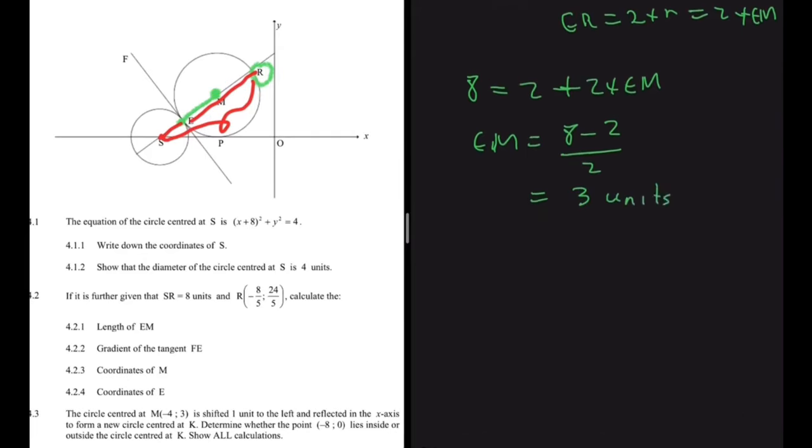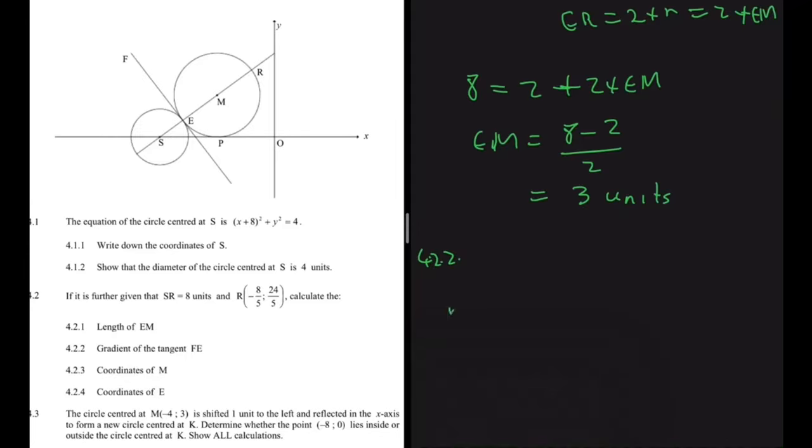And now we can do 4.2.2. 4.2.2 says, let's find the gradient of tangent FE, right? FE is the tangent of both our small circle and our big circle, right? So we know fully well that the radius and the tangent are perpendicular to each other, right? The product of their gradients will give you −1. So if we find the gradient of ER or the gradient of SE, then we're going to be able to find the gradient of tangent FE, right?